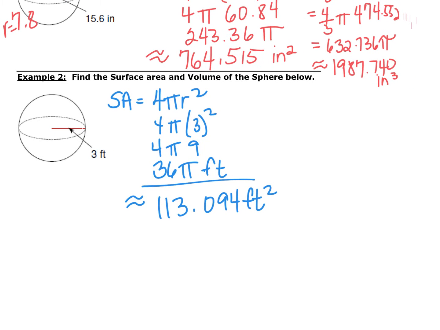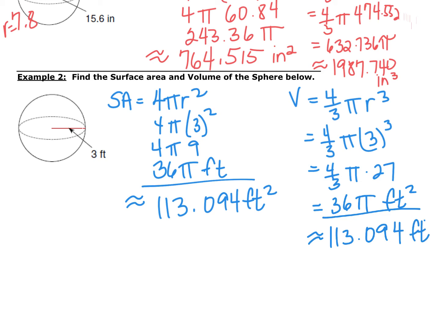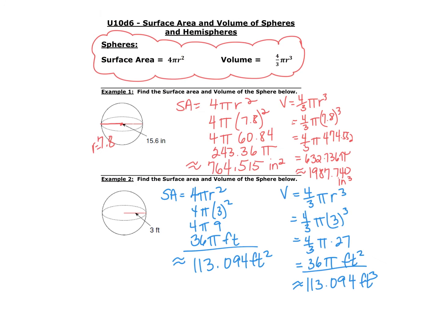All right, now let's look at our volume. The volume formula, again, is 4/3 pi r cubed. So we have 4/3 pi 3 cubed, and that's 4/3 pi times 27. We'll take 27 times 4 divided by 3, and that's 36 pi for our exact answer, in feet cubed. And our approximate answer is 36 times pi, and that's 113.094 feet cubed for the volume. And so it turns out that the surface area and volume are the same for that sphere.